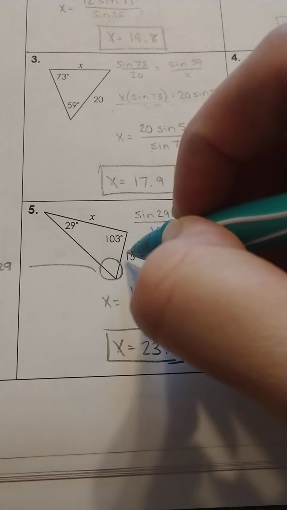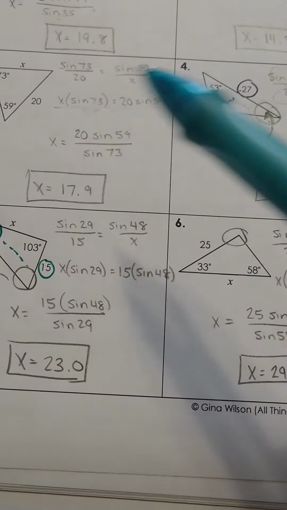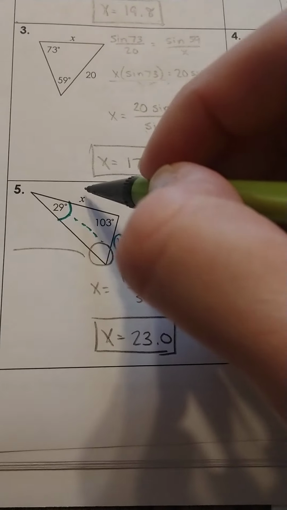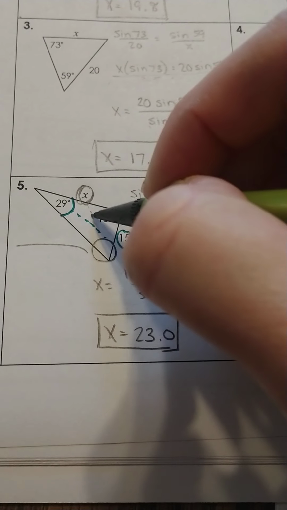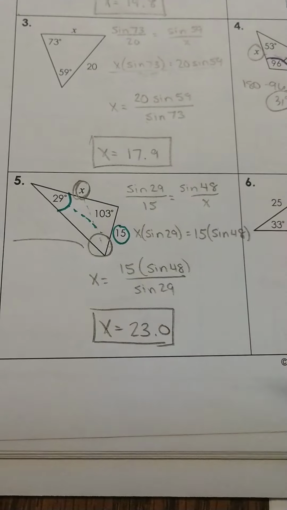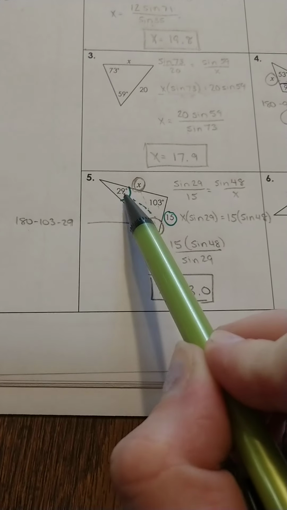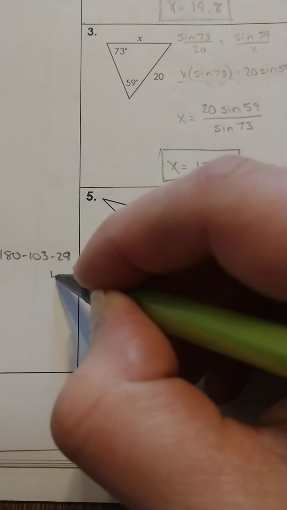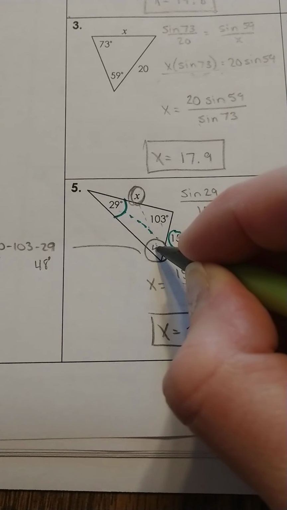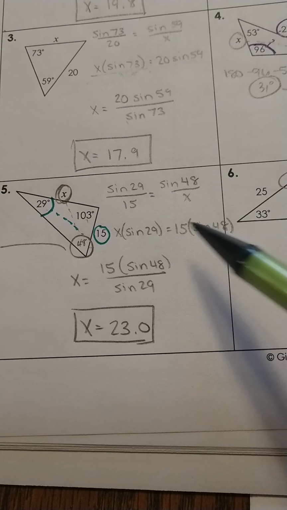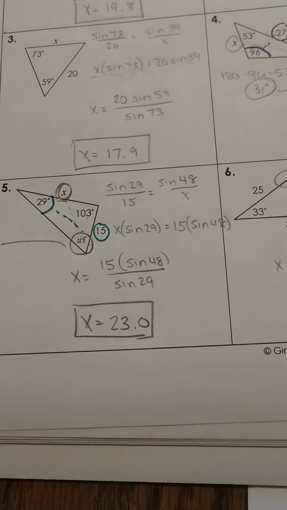All right, I'm given this 15. Go directly across. I'm given 29. So sine of 29 over 15 equals, what am I looking for? I'm looking for x. So go across. That's my angle. I'm missing that angle. So I'm going to come over here and do 180 minus 103 minus 29, and I get 48 degrees. And then I set it up and I cross multiply and I divide by sine of 29 and I get 23.0.